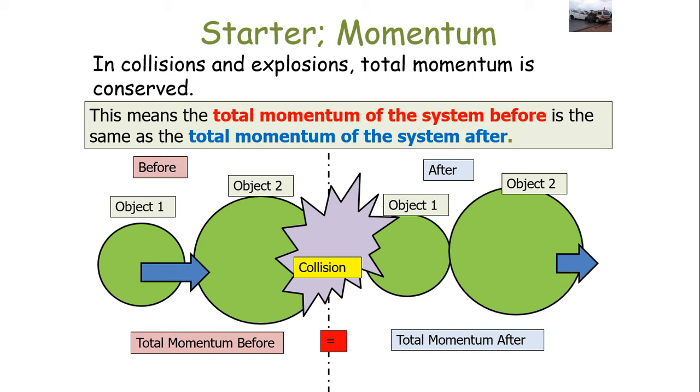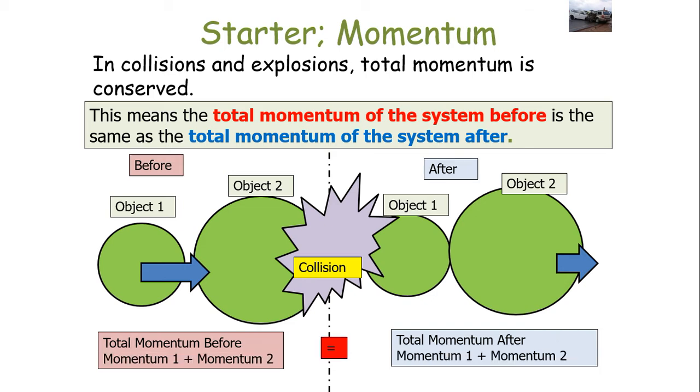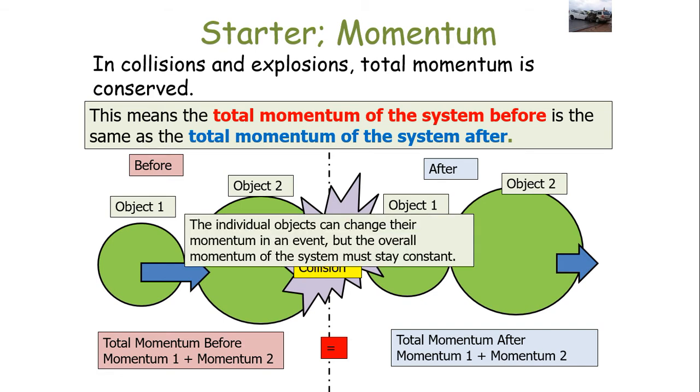So, in collisions or explosions, the total momentum is conserved. This means the total momentum of the system before is the same as the total momentum of the system after. So, in this example, the momentum of object 1 plus the momentum of object 2 before must equal the momentum of object 1 plus the momentum of object 2 after the event, after the collision.